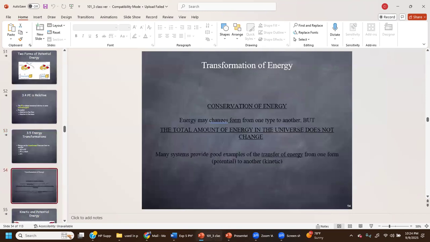And again, this talks about the conservation of energy. Energy may change from one type to another, but the total amount of energy in the universe does not change. You can only transform from one type to another. You cannot create energy. Many systems provide good examples: transfer of energy from potential to kinetic or kinetic to potential. So let's go ahead and check on a video.